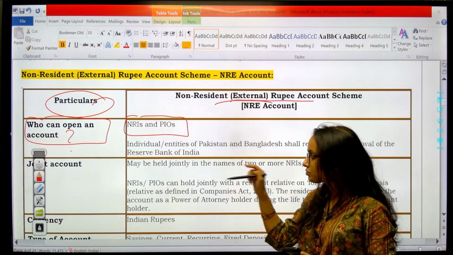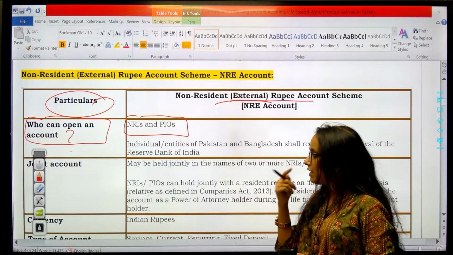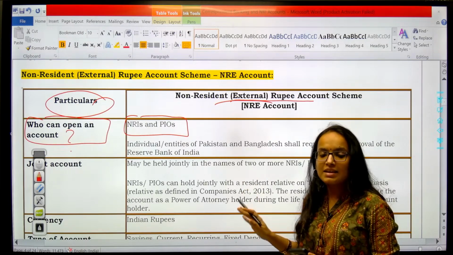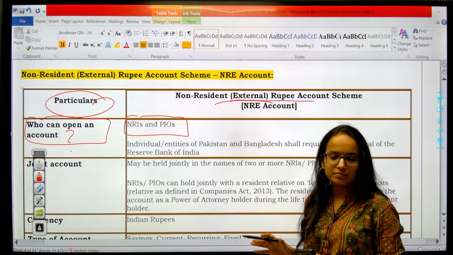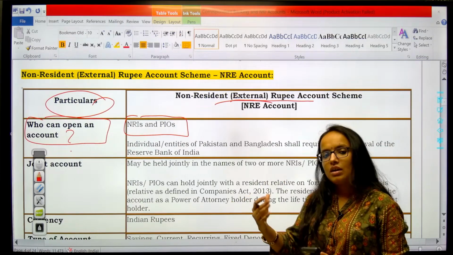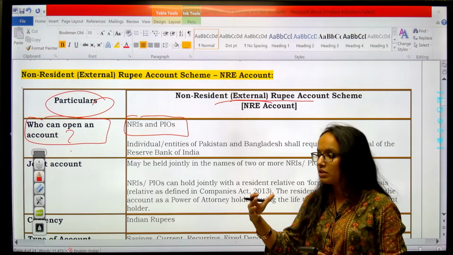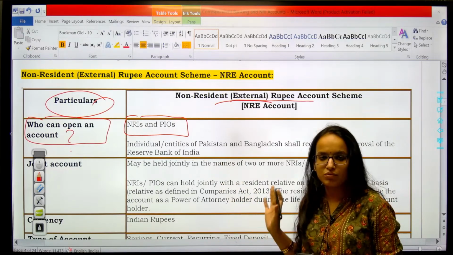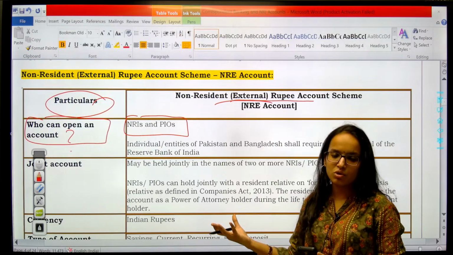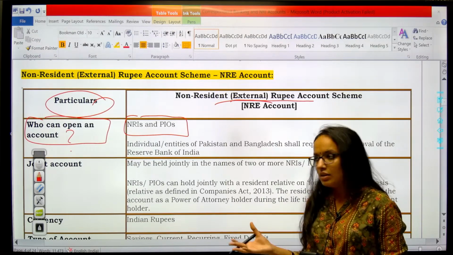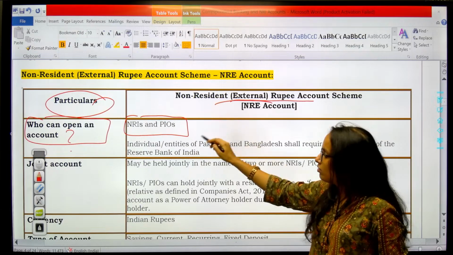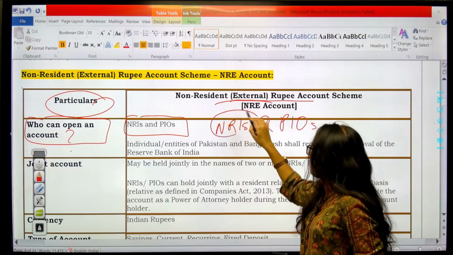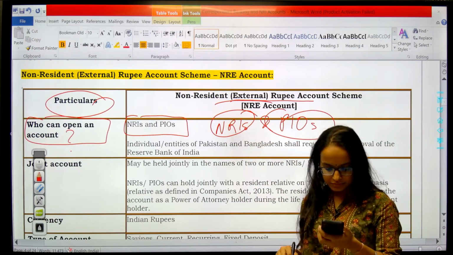Non-resident Indians as well as persons of Indian origin. Only these two can open an NRE account with India or Indian banks, with the help of the correspondent banks which are authorized by the RBI to do these kinds of activities for you. Authorized dealers, ADs as we call them. Clear? So this is the answer. Who can open an NRE account? NRIs and PIOs.